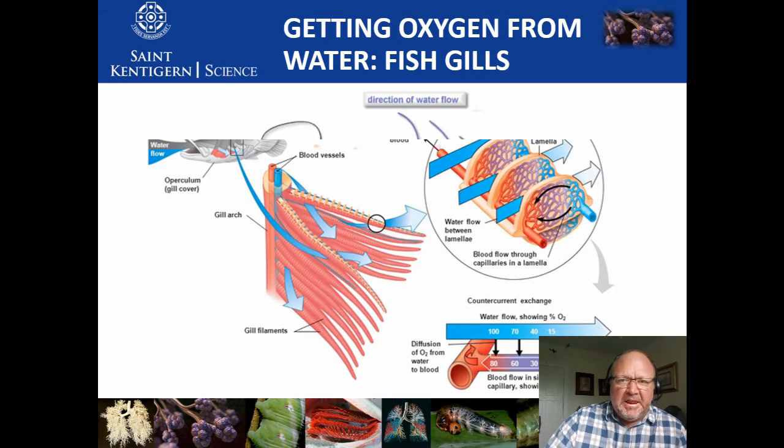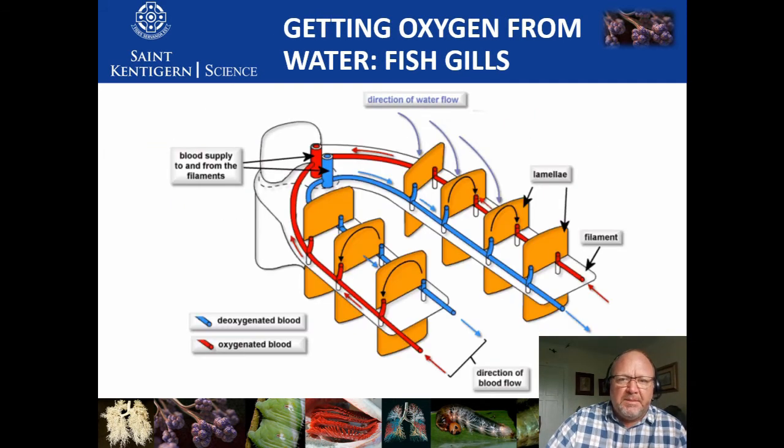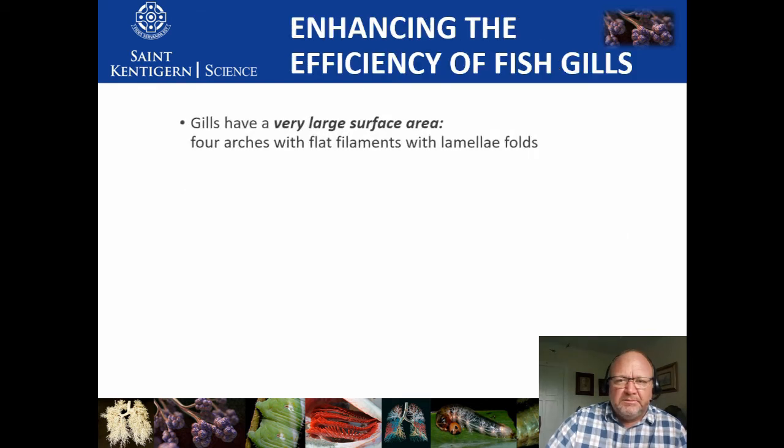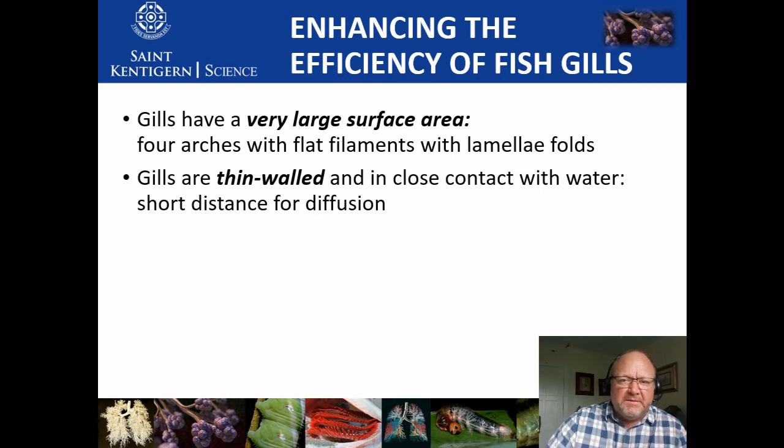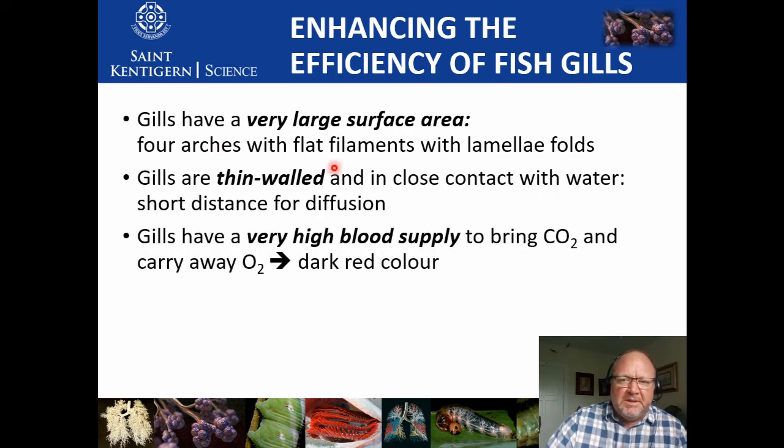Okay, and then very important, we need to talk about counter current blood flow. So firstly, very large surface area, thin walled. The lamellae are only 2 cell layers thick between the actual outside and then one more cell layer to get into the blood. So it's a very short distance, and it's got a very high blood supply to bring the CO2 from the body tissues and carry away the fresh oxygen that you just picked up from the water.